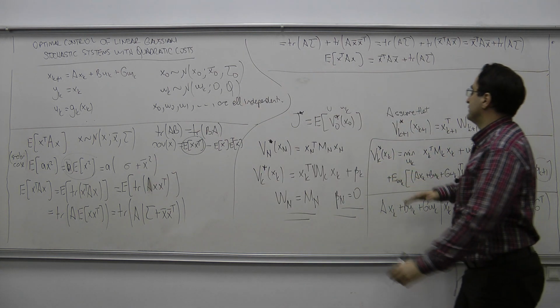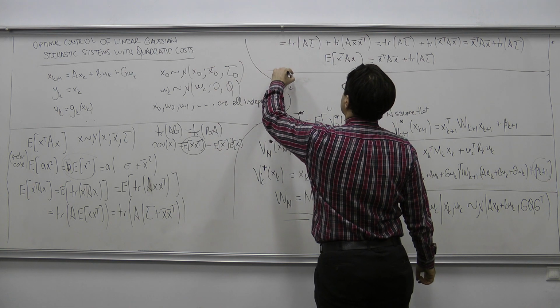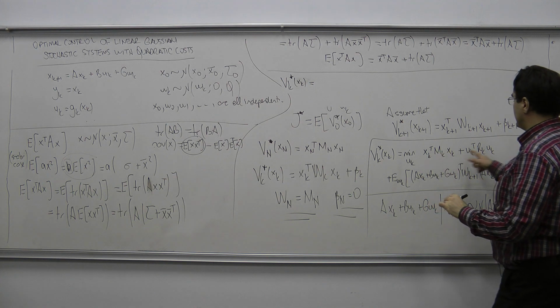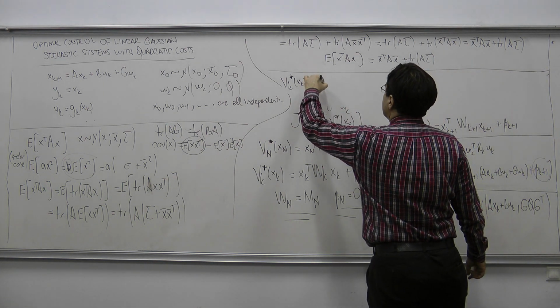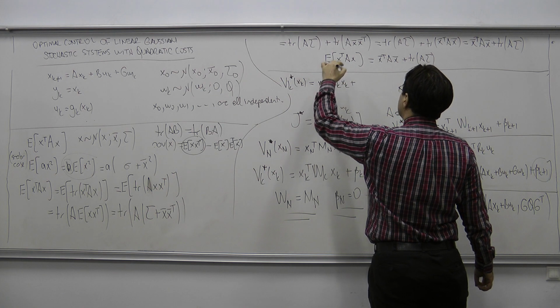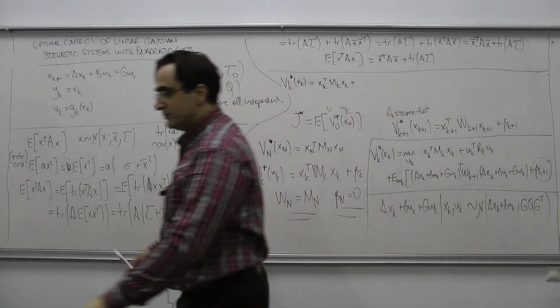So now let us look at this Vk star xk. That is going to be, these terms are not going to change, xk transpose Mk xk. I have forgotten the minimum, sorry.